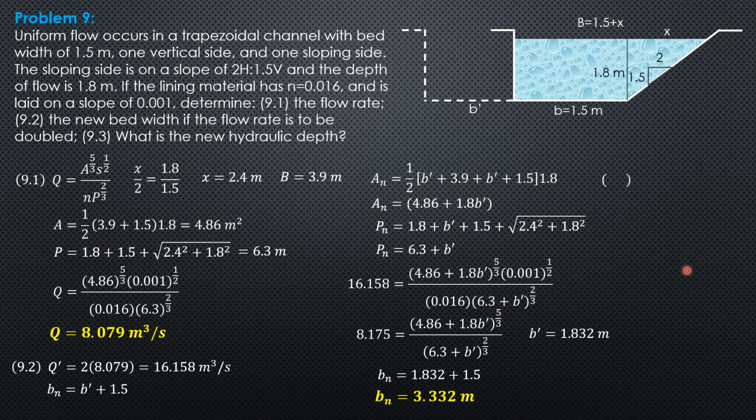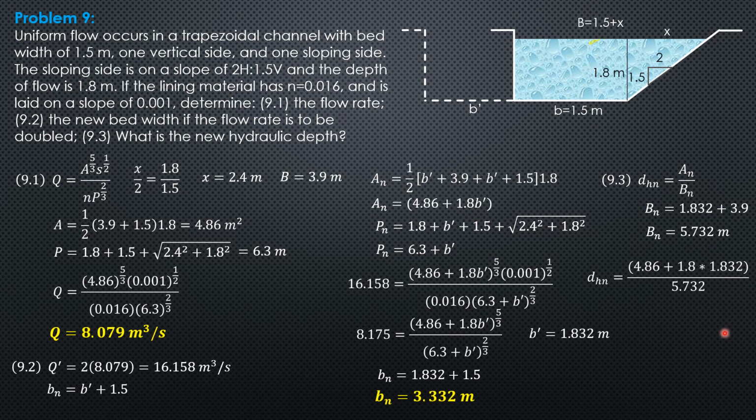Then for the last question, the new hydraulic depth. Hydraulic depth is area new over top width new, where the new area is given by this, but the top width is B prime plus 3.9, so the new top width is 5.732 meters. Substitute: area new is 4.86 plus 1.8 times 1.832 divided by 5.732. So the new hydraulic depth is equal to 1.423 meters.